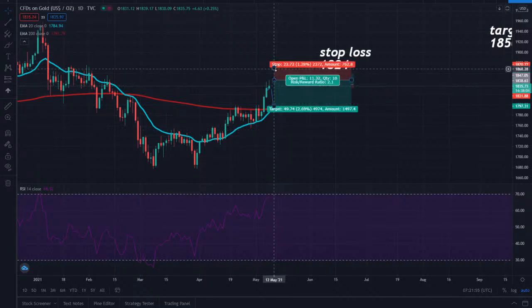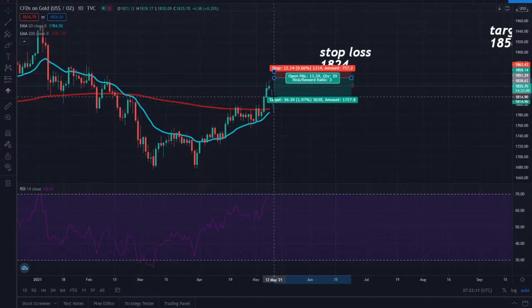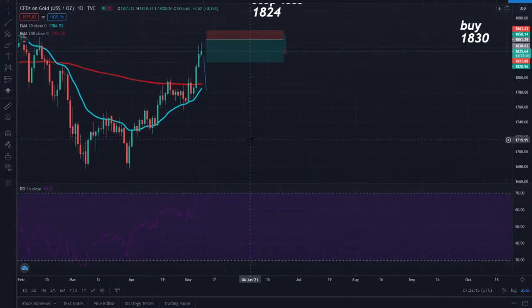So entry would be, stop loss 8. So then I would wait to reach maybe 1850. Stop loss, let's make it 1860, and target, well, let's make it 1810, 1820. What is 1820? 1820 is still a good risk reward ratio. It's 2.5.